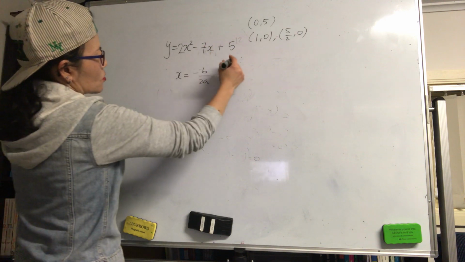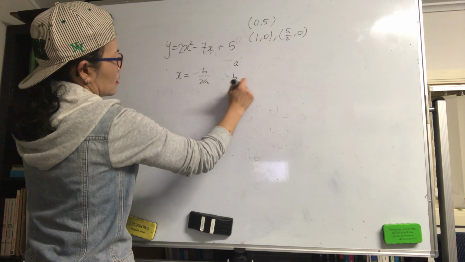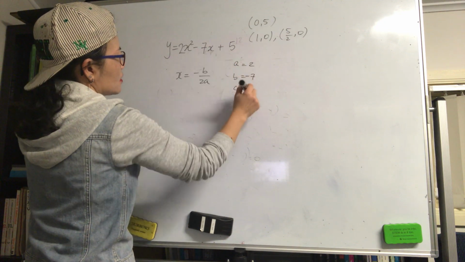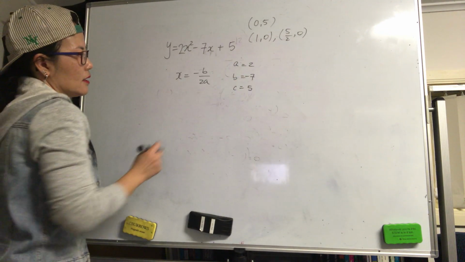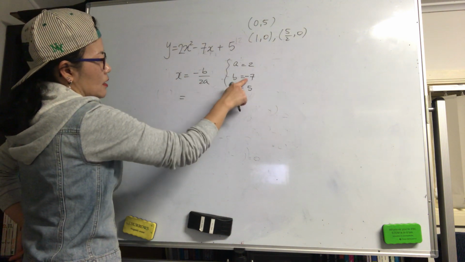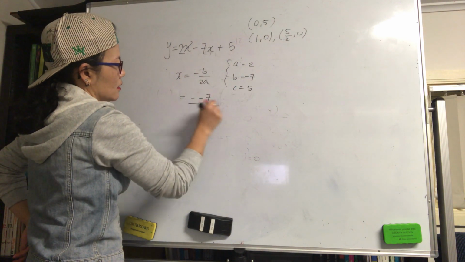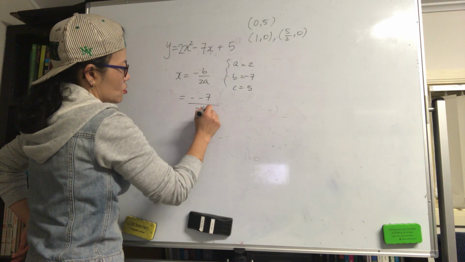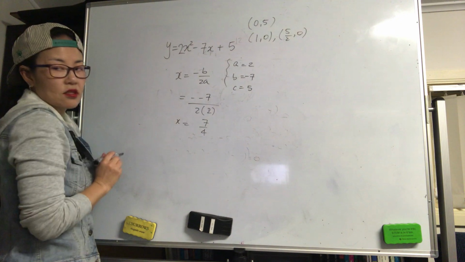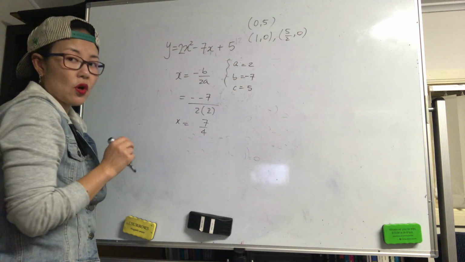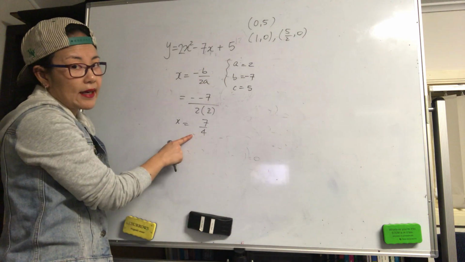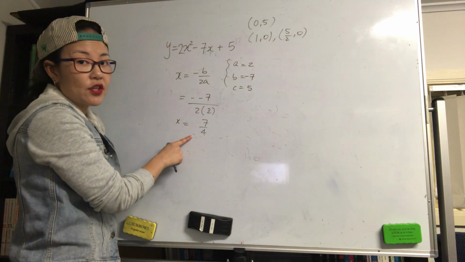Now, how am I going to do this? A, B, C. A is 2, B is minus 7, C is 5. If you set up like this, it's easy to use the formula. Minus b, so it'll be minus minus 7. 2 times a is 2, so it'll be 7 over 4. That's my axis of symmetry. Now that is also, because it's cutting it right in the middle, my x coordinate of my vertex.